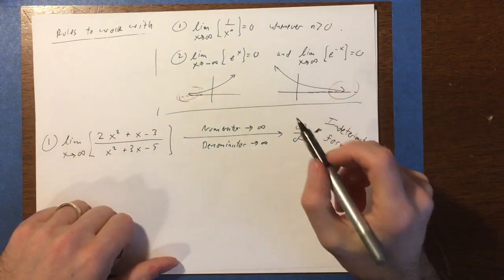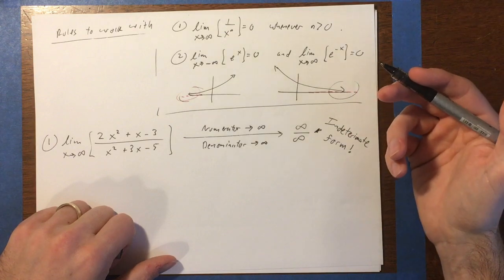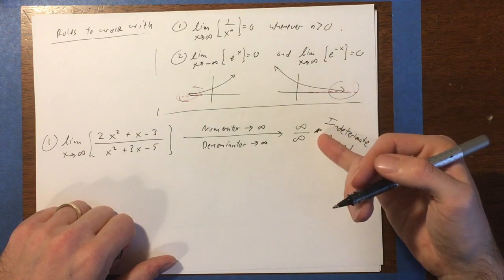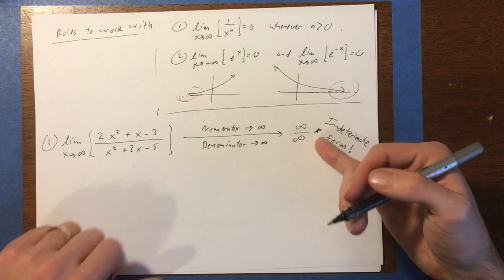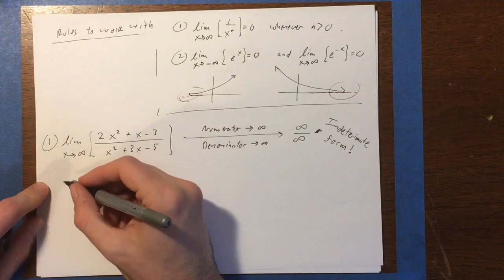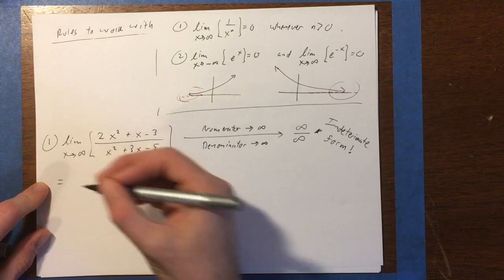Okay, so back in chapter 2 we had 0 over 0. Now in this section we're going to see we have infinity over infinity. This may have come up back in chapter 2 as well. I don't know. But they're both examples of indeterminate forms. So that means we have to work with this in some other way.